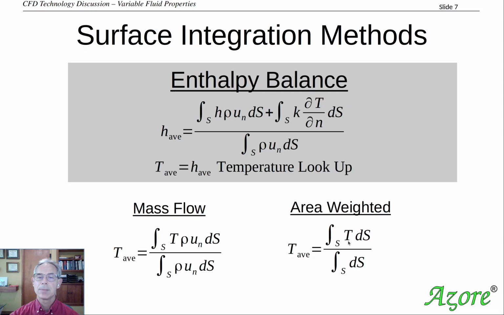The last method is an area-weighted method. In this method, we simply multiply the temperature on each facet by the area of that facet, sum it all together, and then divide by the area, and that gives us yet another representation of the average temperature, which would be an area-weighted average. And so for this model, we have a bunch of different planes, and we're going to look at how the predictions of these surface integrals differ depending on the surface integration method you choose.